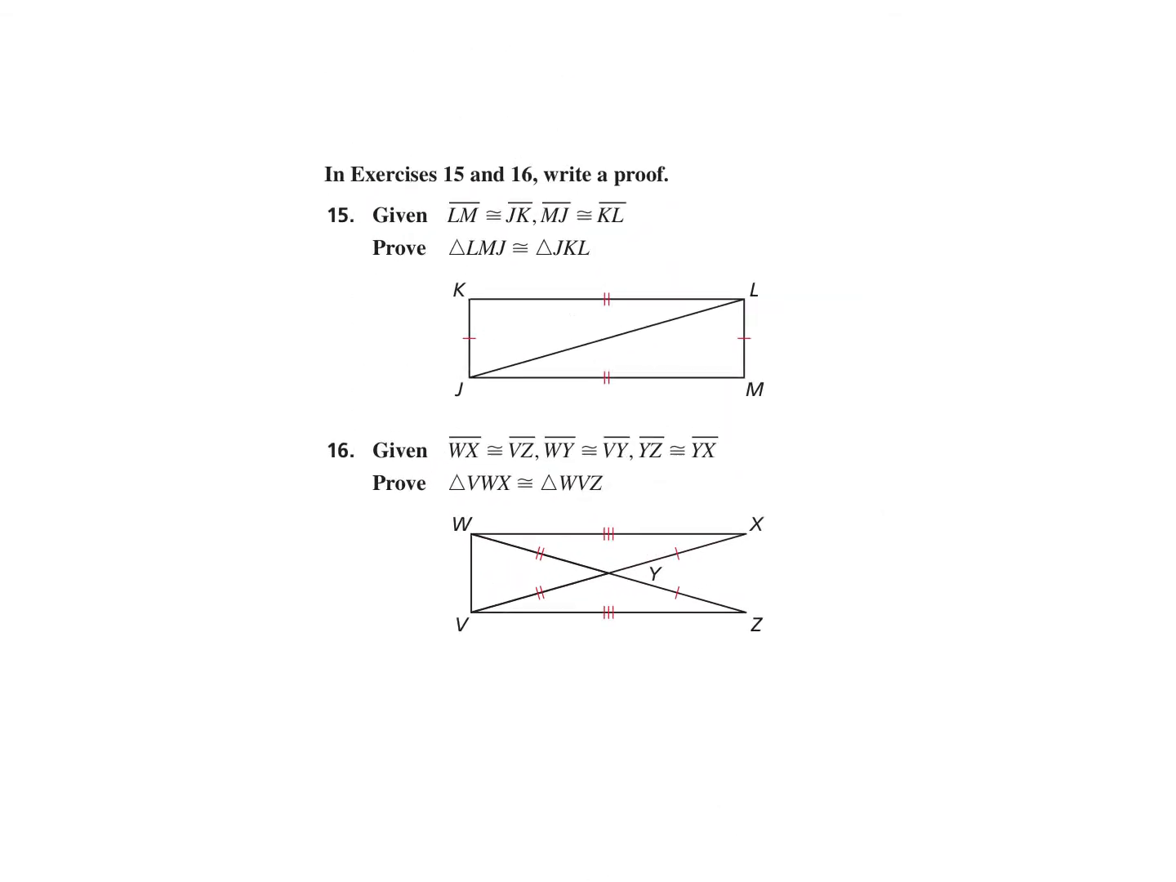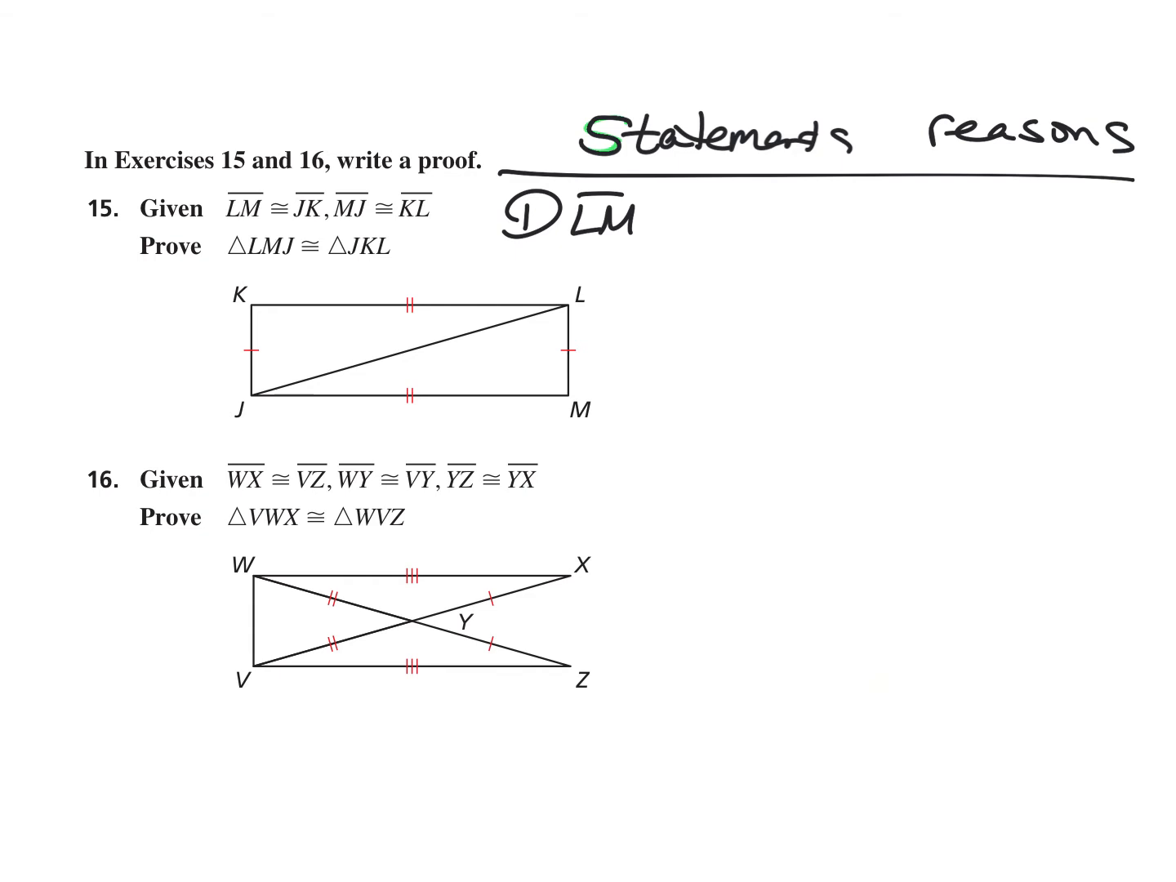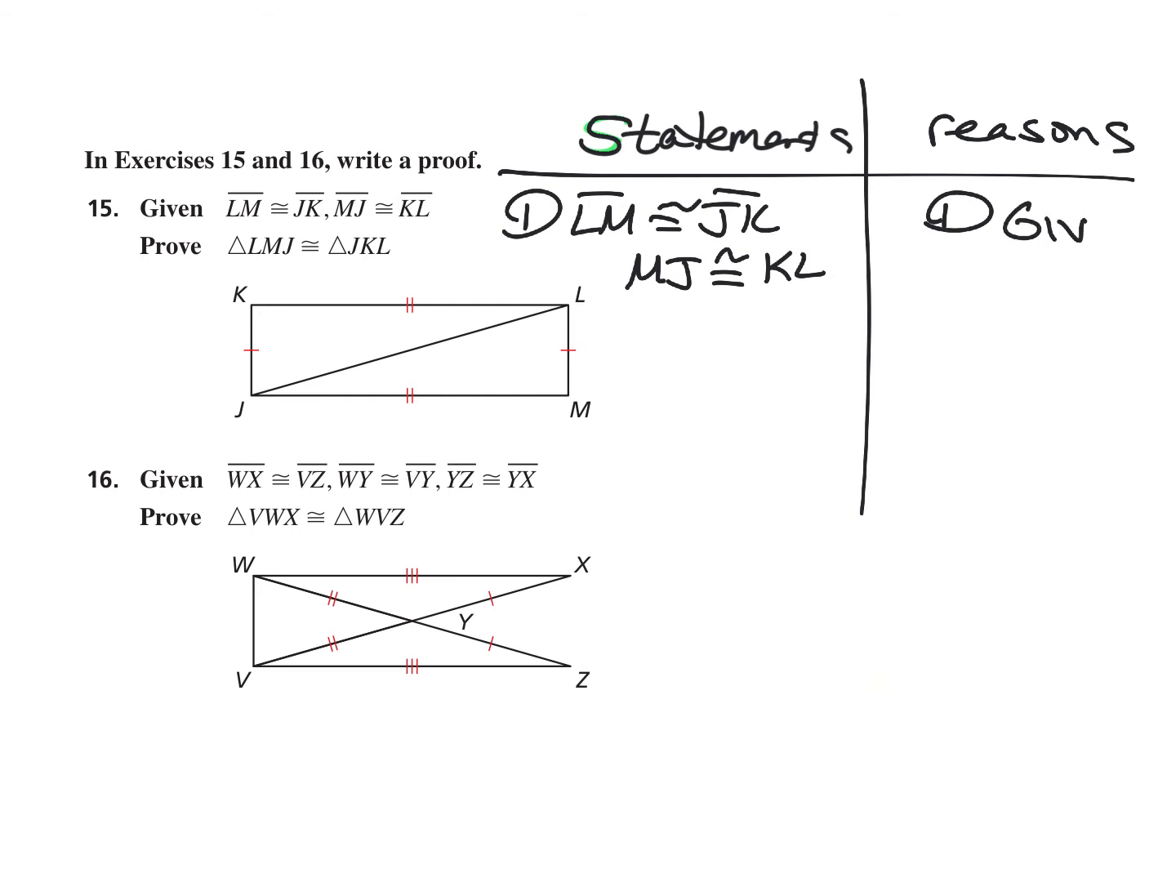So the next one, there's just two. So again, let's set up your statements and reasons. We'll state our given. LM is congruent to JK, and MJ is congruent to KL, and this is given. My next thing I need to do is, so far I have a side that matches with this side, and then I got another side. And then now I could also bring in my reflexive side, and now I have enough information to prove them congruent by side, side, side.